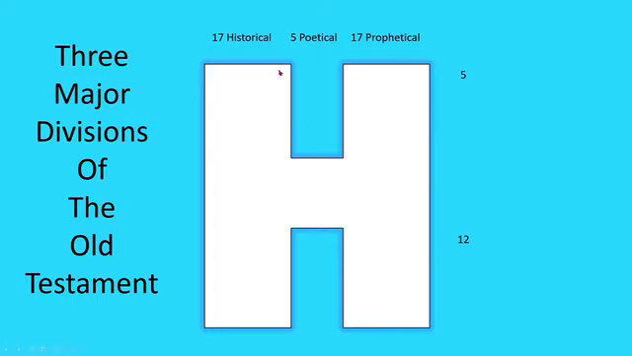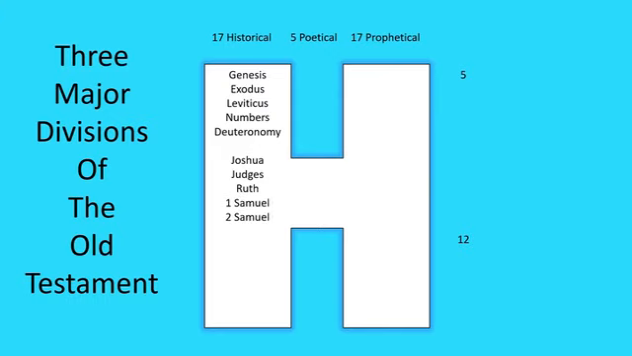So as we name the books of the Bible, we have Genesis, Exodus, Leviticus, Numbers, and Deuteronomy. That is the Pentateuch. And then the 12 other books are Joshua, Judges, Ruth, 1st, 2nd Samuel, 1st, 2nd Kings, 1st, 2nd Chronicles, Ezra, Nehemiah, and then Esther.